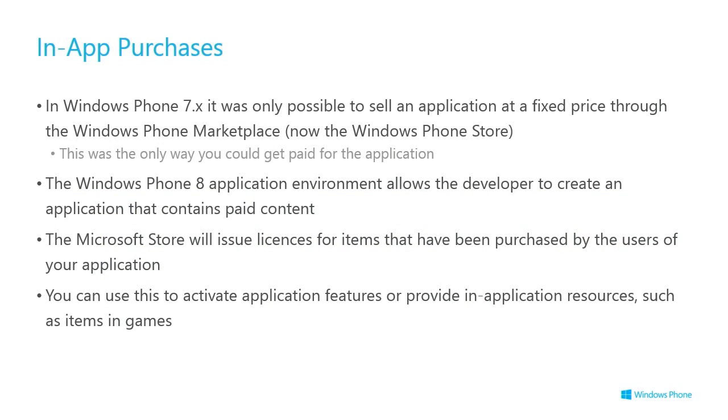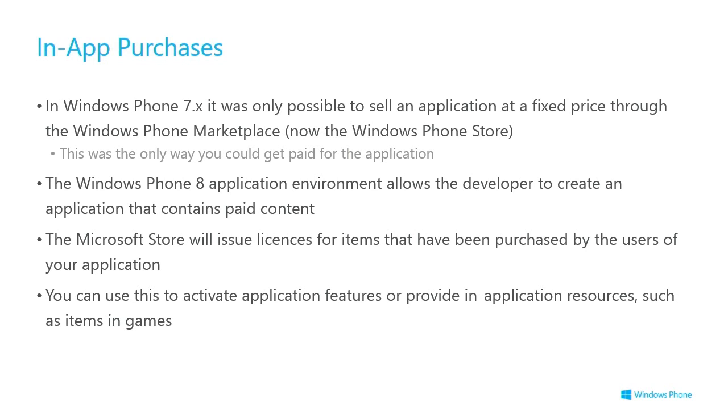And just a refresher where we come from, Windows Phone 7, it was only possible to sell an application at a fixed price through what the Windows Phone Store was called, the Marketplace there. It's the same thing, it's just changed name. And that was the only way you could actually get income for the application. So the user would buy your app once, they pay that price, and thereafter they had rights to use the app forever. And all different updates as well.